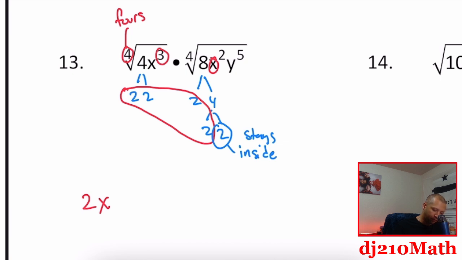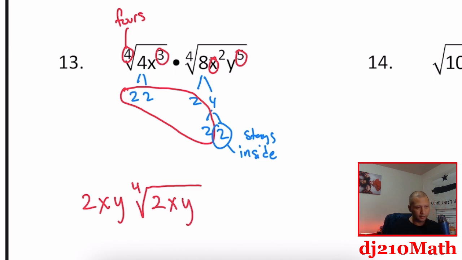The same with y to the 5th. There's one group of 4 inside of here. And there's going to be 1 left over. So 4th root, what's left over? A 2, an x, and a y. Right, a 2x and a y. All that, like if you multiply these together, they're going to be 32, x to the 5th, y to the 5th.